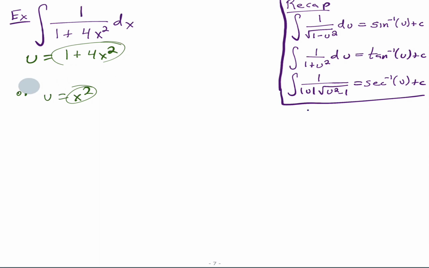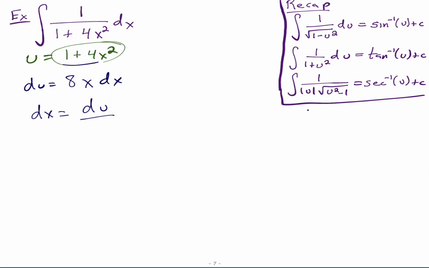Okay, so this doesn't work, but let's just work it through a little bit. So let's say u is 1 plus 4x squared. What would du be? 8x dx, right? Okay, so let's do option 2 just to make it a little bit easier for us to see. If I solve for dx here, I would get du over 8x, right? So then what would this integral be? It would be the integral of 1 dx is du over 8x, right? And then 1 plus 4x squared, I said I would change it into u.